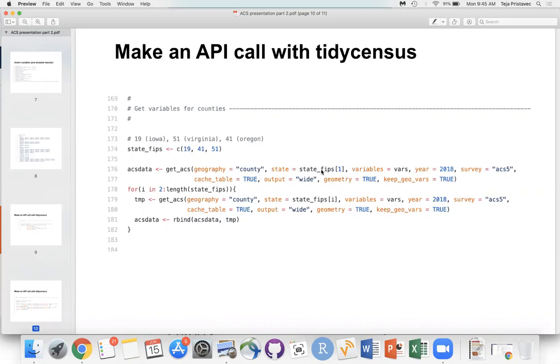R will put a different FIPS code here every time, and then basically append the data so that I have a data set for all these 3 different states of all their counties, all these variables, again, with their geometries. So this is another thing that you might have to do if you're pulling information for multiple states or multiple counties or multiple what have you.